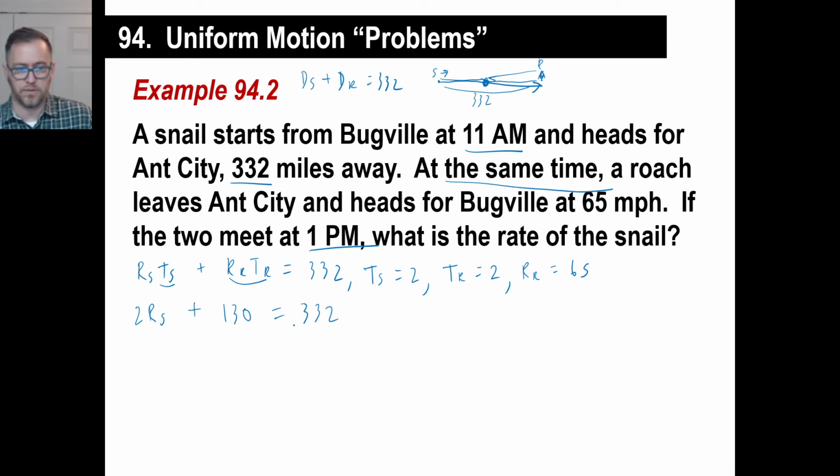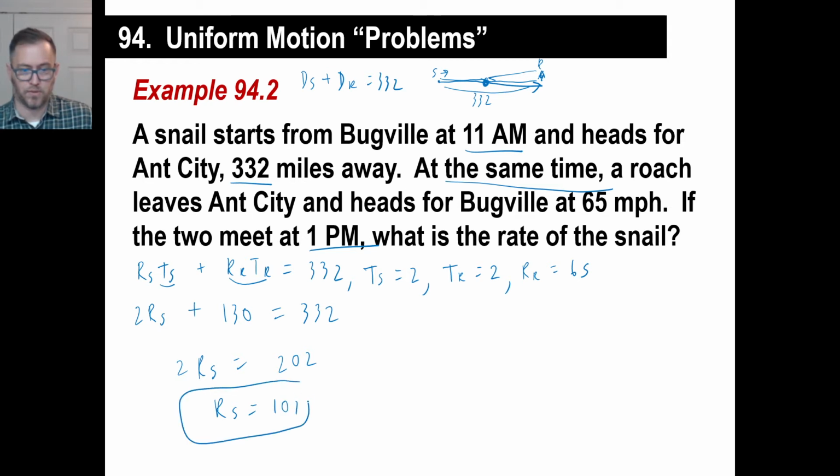That's 332. So 2 times the rate of the snail is over there. 332 minus 130 is 202. Then you just divide by 2. And that is one heck of a fast snail. There she blows, 101 miles an hour. Wow, okay. All right, and that's it. You're just trying to find those 4 equations. Keep at it. Draw pictures if you need to.